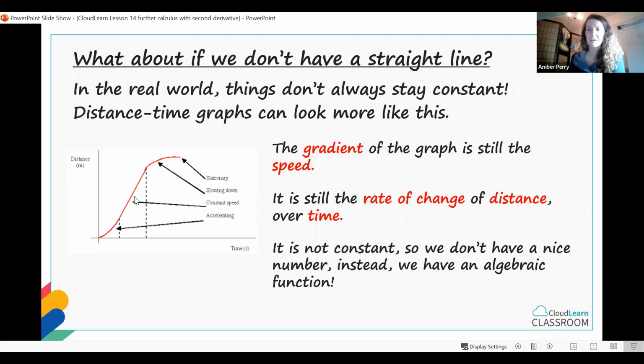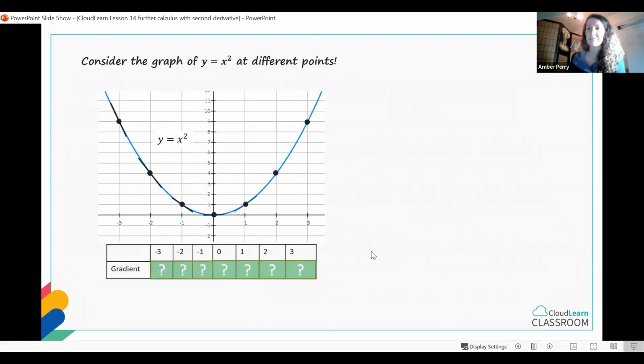It's called the gradient function, not just the gradient, because it's not going to be just a number. It's actually going to be a function. So you have to remember that a function is just something that happens to x. So let's have a look at this graph.